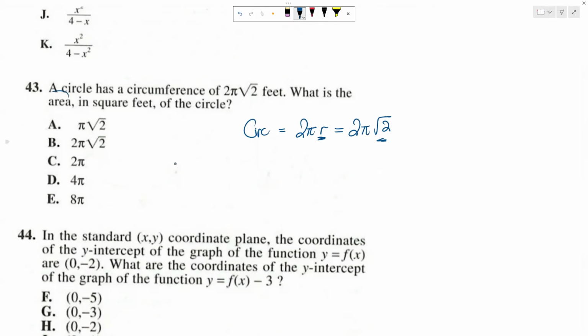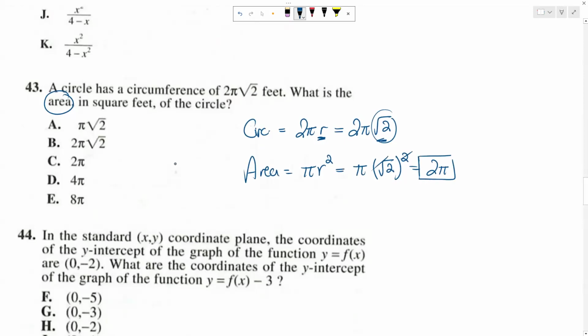If they need me to find the area, now the area of a circle is supposed to be pi r squared. And because I know that the r is root 2, then it's pi root 2 squared. The power 2 will cross out the root and you'll be left with 2 pi as the final answer. C. I started with what I know, the rule of the circumference. Then I got the radius. Once I have the radius, I can get anything I'd like.